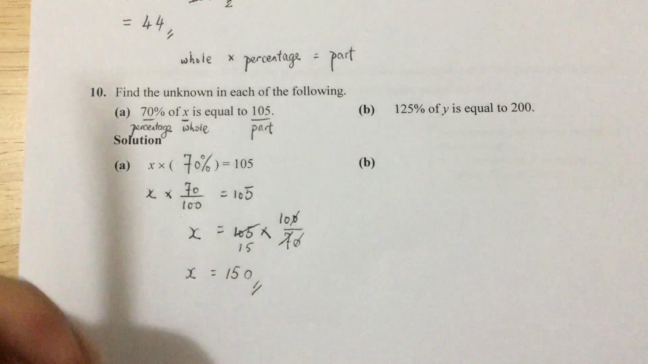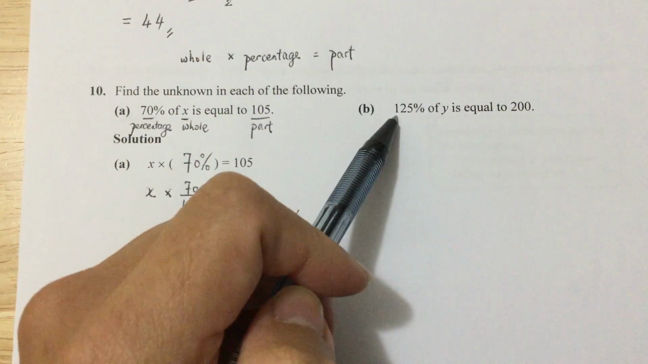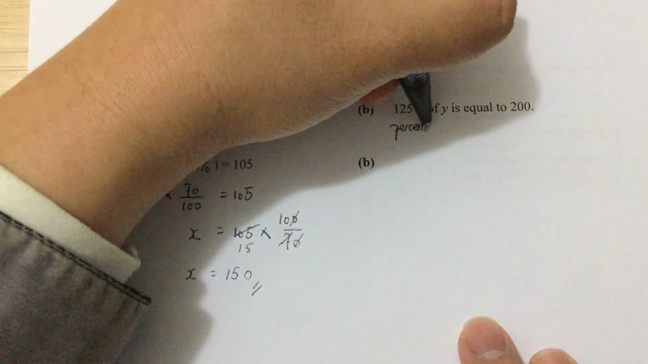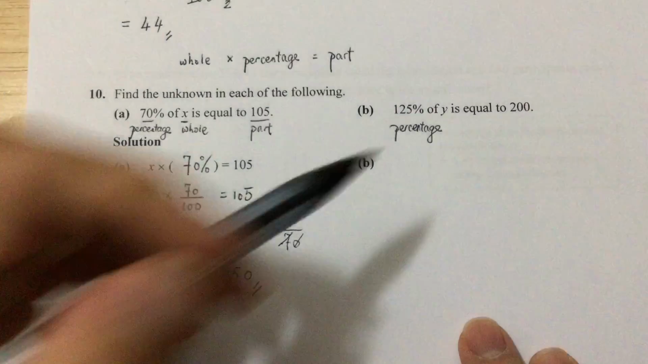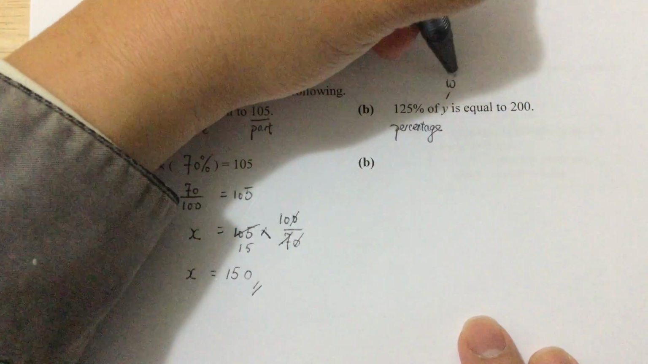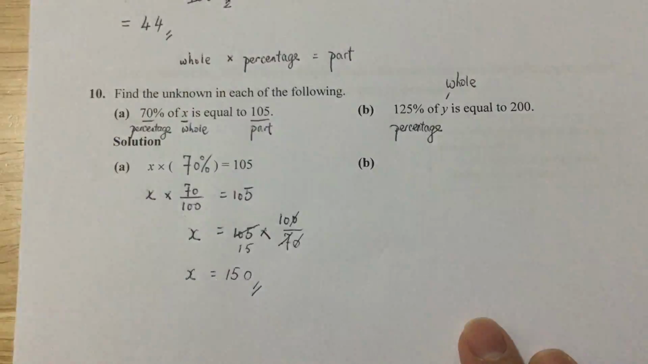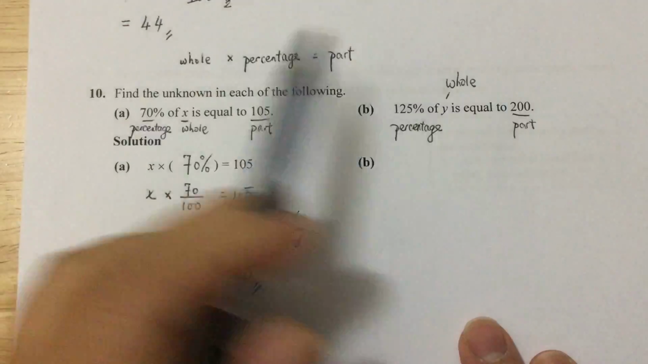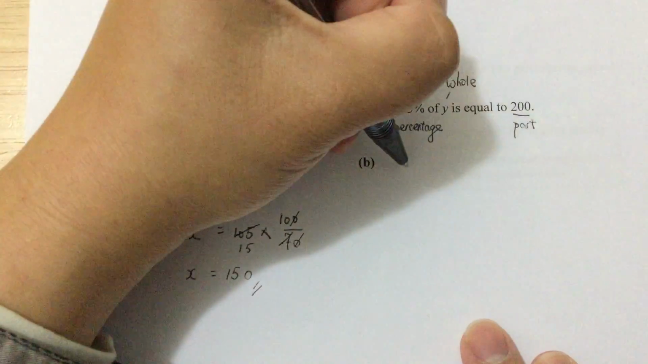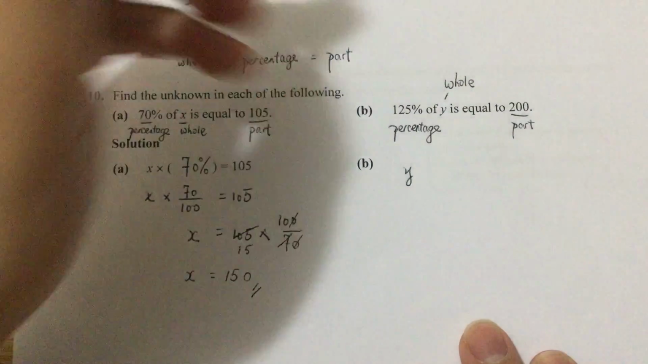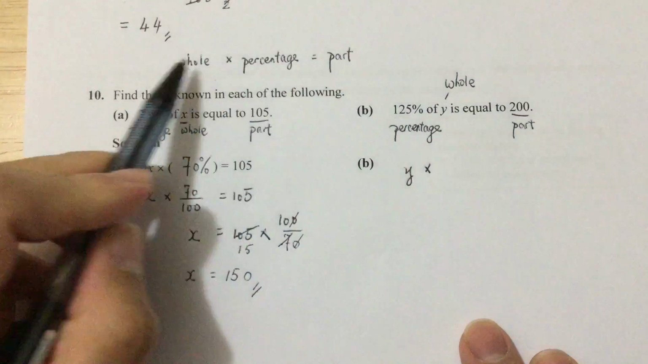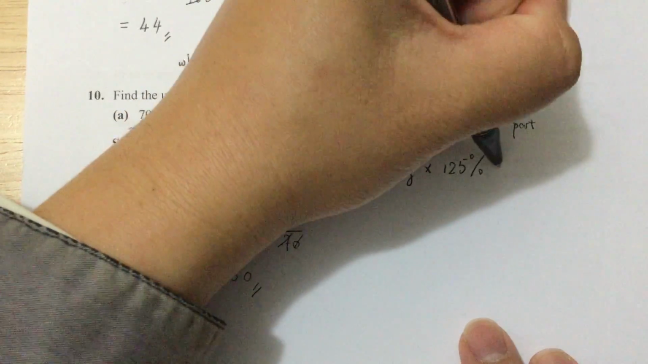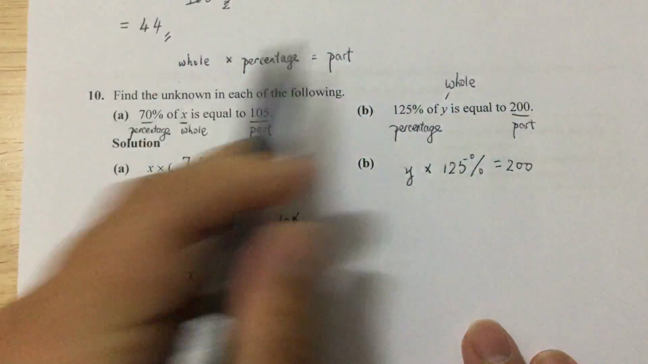Okay, now the answer is that you will see once again, 125% this time is the percentage. And also for y, you will see this time is the whole once again. And 200 is the part of it. So we have something like this. We will write down the formula: y, the whole, times the percentage 125% equals 200. You have the formula like this.